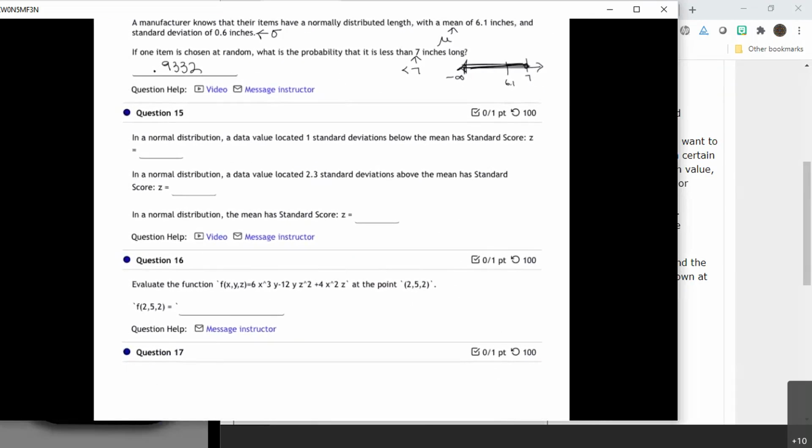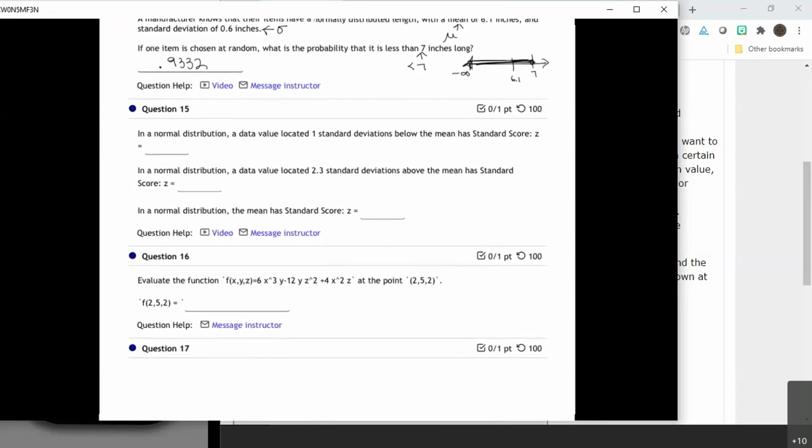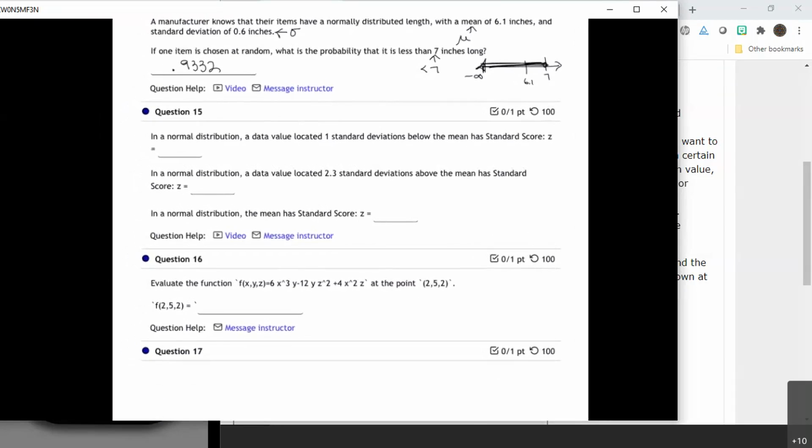In a normal distribution, a data value 1 standard deviation below the mean has a z-score of -1. Okay, that's what the z-score is telling you, how many standard deviations either side of the mean this value is. A data value located 2.3 above the mean has a z-score of 2.3, and a mean has a z-score of 0. Okay, because it's right in the middle of the distribution.